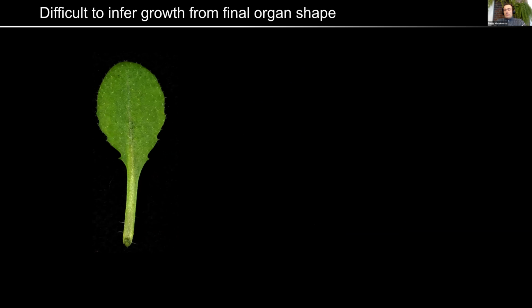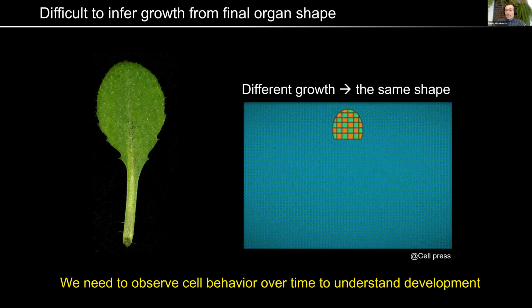If you look at the organ, for example, this Arabidopsis leaf, it's very difficult to infer how this organ has developed. What are the growth patterns leading to the emergence of this specific shape? One of the reasons for this is that different growth patterns can actually generate the same forms, as exemplified in this simulation. So we really need to go and observe cellular behavior over time to understand development of organs in plants.